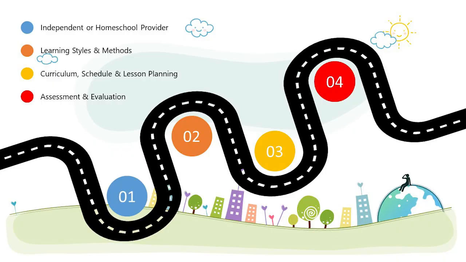Before we proceed to our topic today, let me just show you our roadmap again. Okay, so this is our roadmap. The first part talks about deciding whether you will go independent or be enrolled in a homeschool provider. And then we also talked about the learning styles and the methods that we can use in our teaching. And then in the second part, we talked about choosing a curriculum, scheduling, and lesson planning. And so today, we will be having our last step. So this is assessment and evaluation.